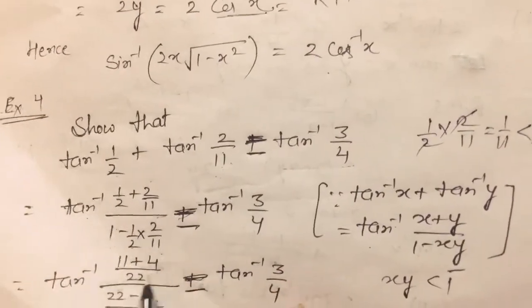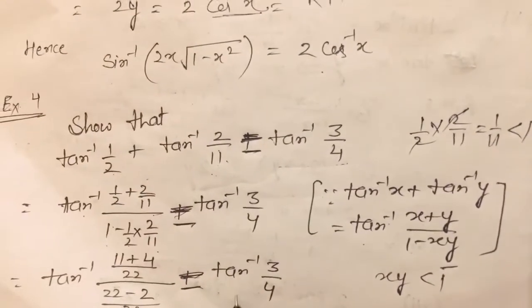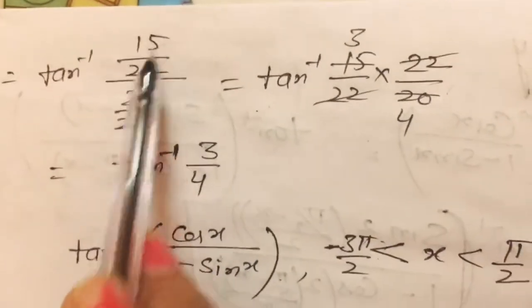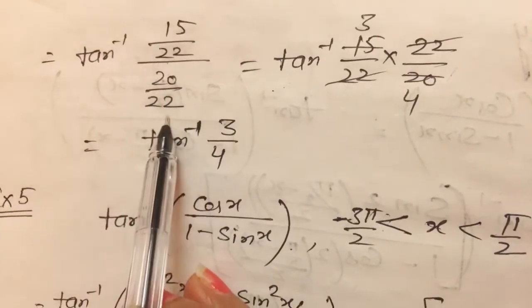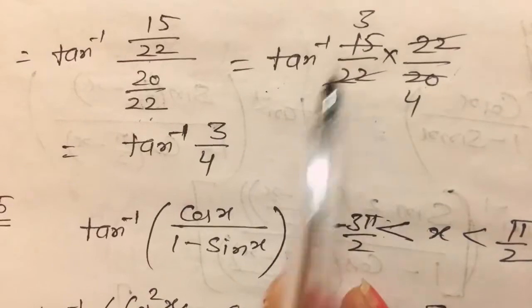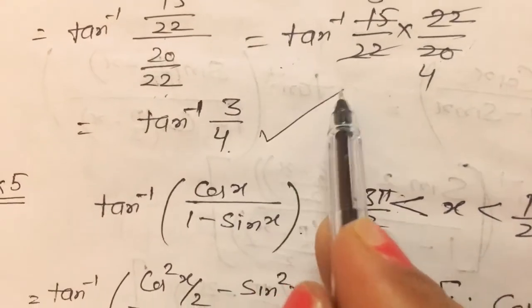After taking LCM and solving, we will get tangent inverse 3/4. How? After taking LCM, we will get tangent inverse of 15/22 upon 20/22. 22 cancels by 22, it will be 15/20, that is 3/4. So this is the right hand side.